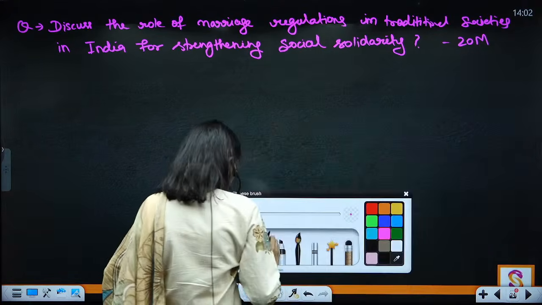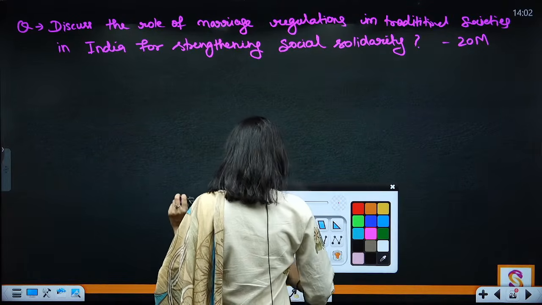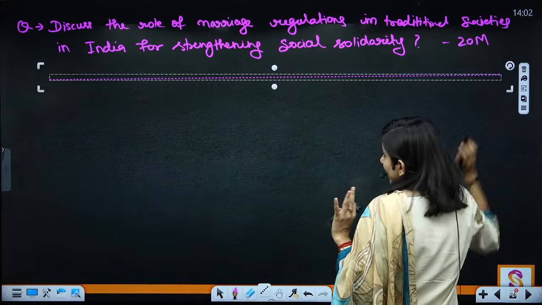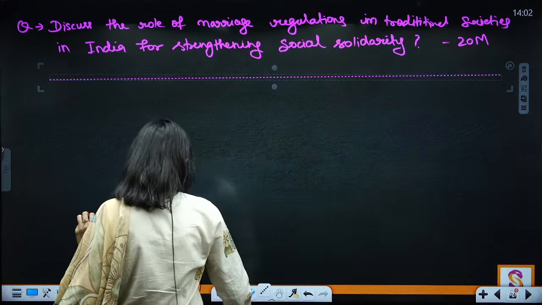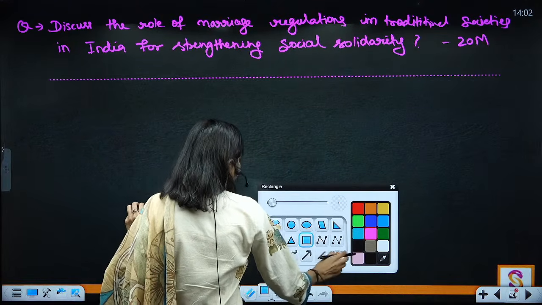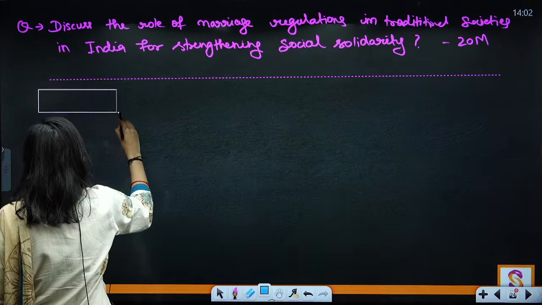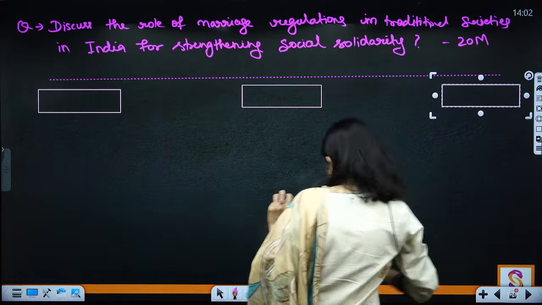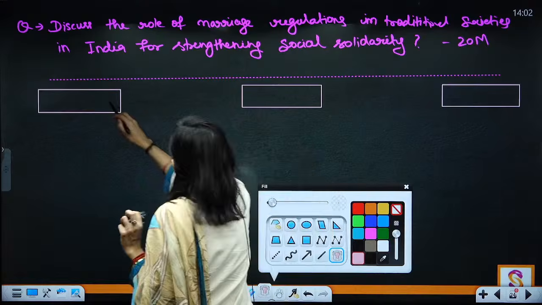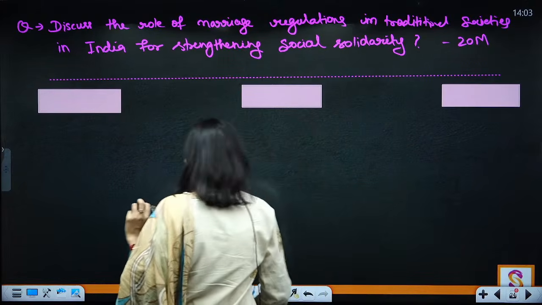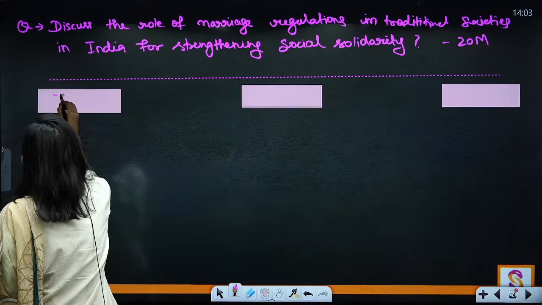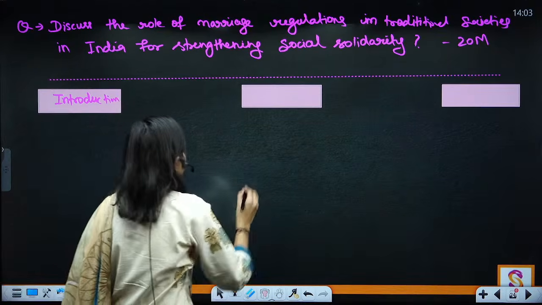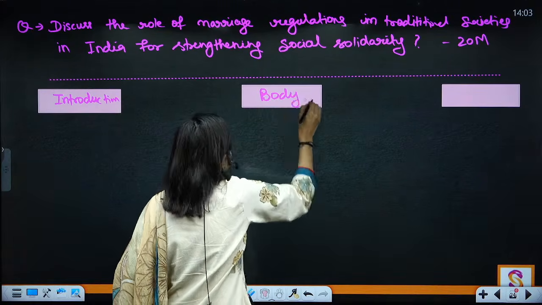Now, whenever you have any question, the first thing you need to do is analyze it in your mind. Here I'm not giving you the question, I'm only telling you the approach. The approach says you should first divide each and every question into three parts. The first part should be the introduction, and you should be aware of what to write as part of the introduction. Next, the body. And next, the conclusion.